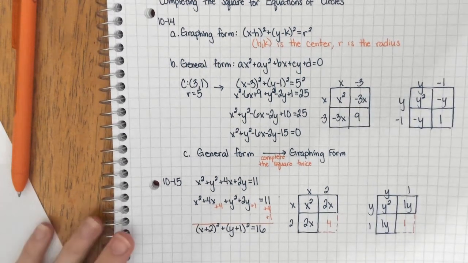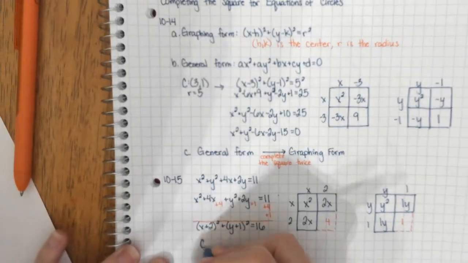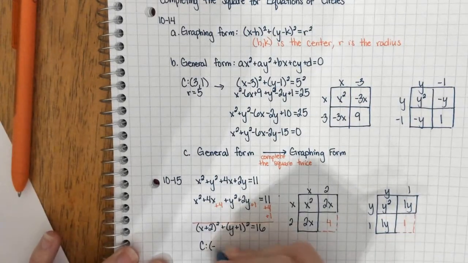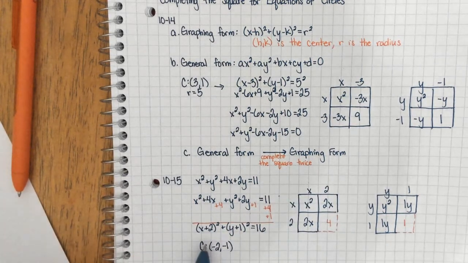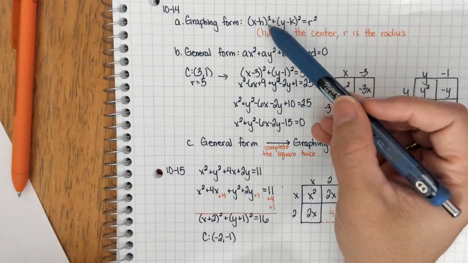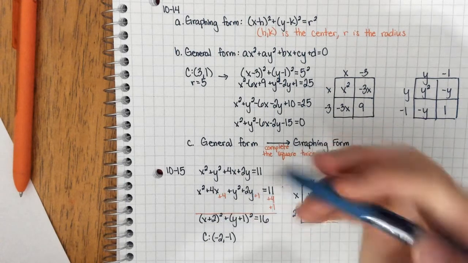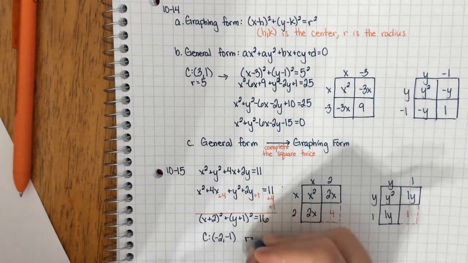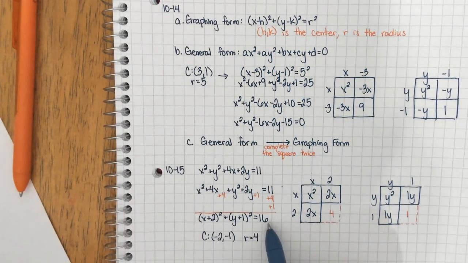So here, they did also ask us to sketch a graph. So to sketch the graph, we need to identify the center and the radius. So here my center is -2, -1. The center is negative because remember the equation is x minus h, so it's always the opposite inside of the parentheses. And then my radius is 4. 4 comes from the square root of 16.